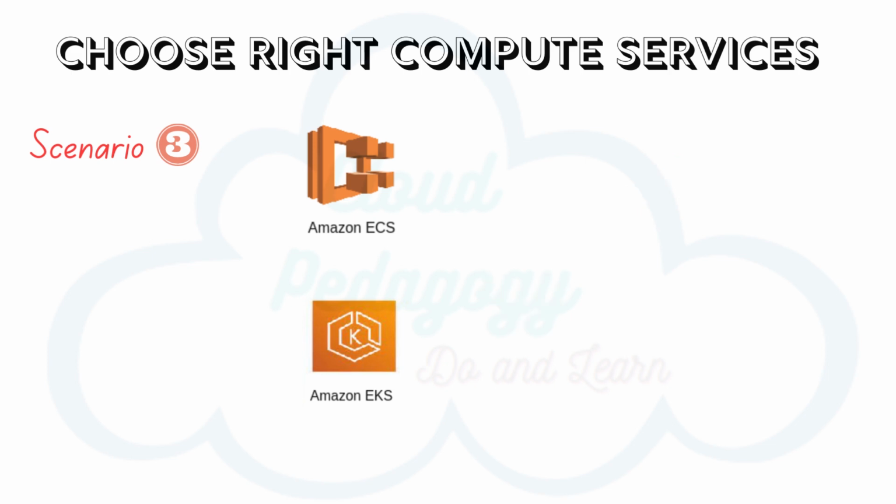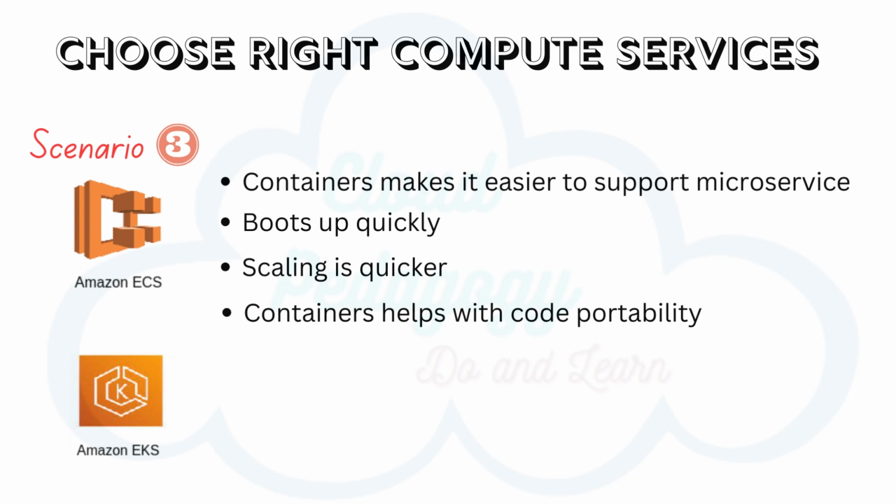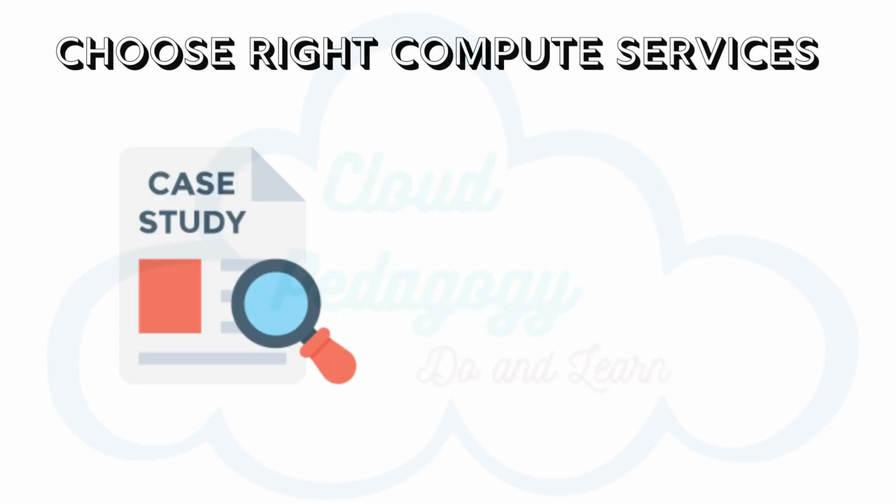The answer is either ECS or EKS for this one because using containers makes it easier to support microservice or service-oriented designs. The containers boot up quickly, so scaling is quicker than EC2 instances, and the use of containers helps with code portability. Meaning, if I write the code on my laptop and run it in a container, test it in QA in a container, I can then expect the same container to behave the same way once deployed to production, thus reducing the risk of deployments causing errors because of environmental issues.